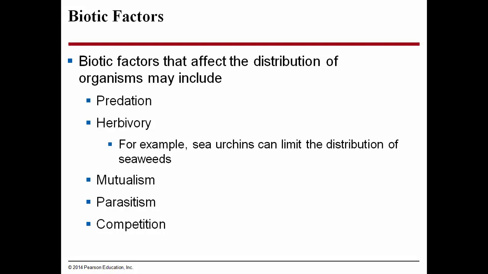Okay, biotic factors that affect the distribution of an organism may include predation and herbivory. For example, sea urchins can limit the distribution of seaweeds, that's one of our exercises coming up here. Mutualism, when they find favorable symbiotic relationships. Parasitism that may inhibit their success, and competition that could prevent them from exploiting resources that are otherwise available.